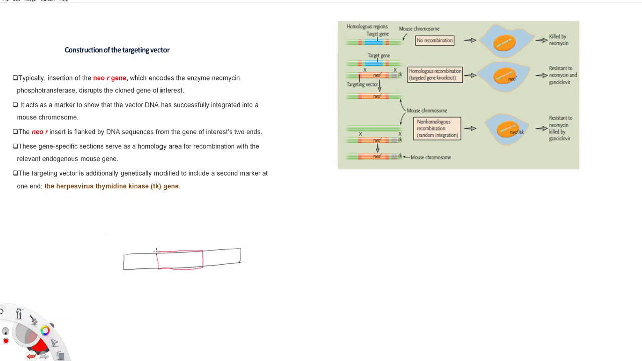your neomycin resistant gene. I'm gonna put neo-R, and this gene, of course, codes for neomycin phosphotransferase that is going to disrupt.